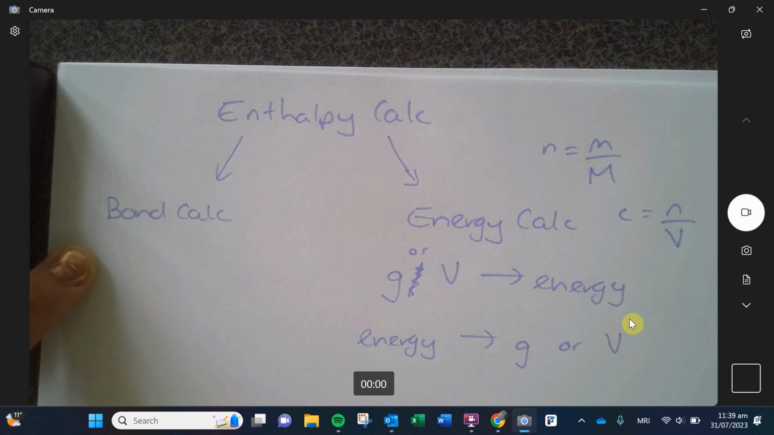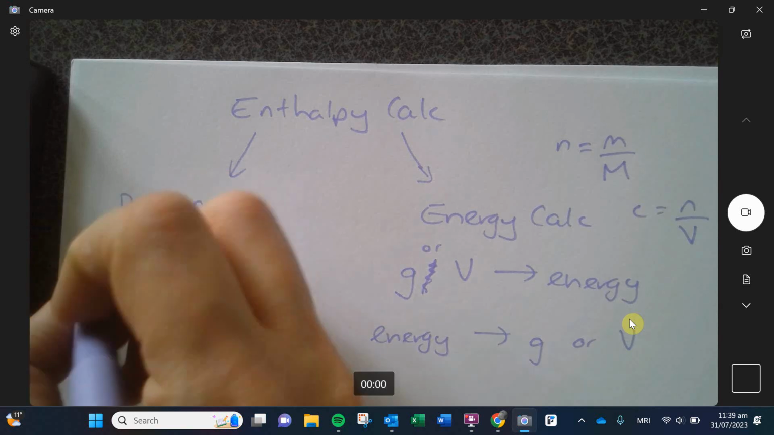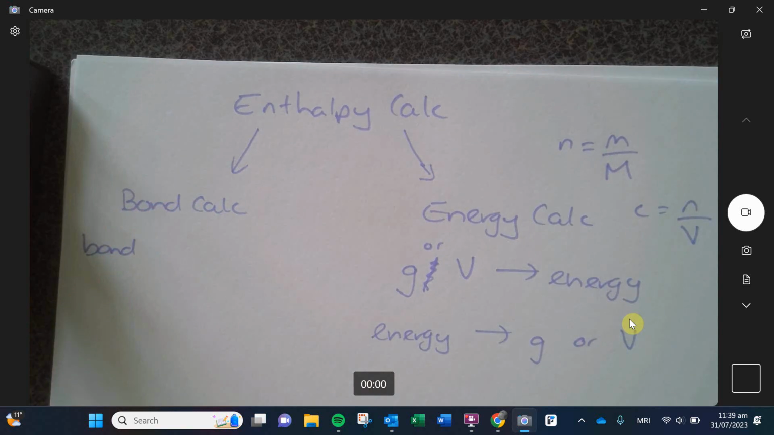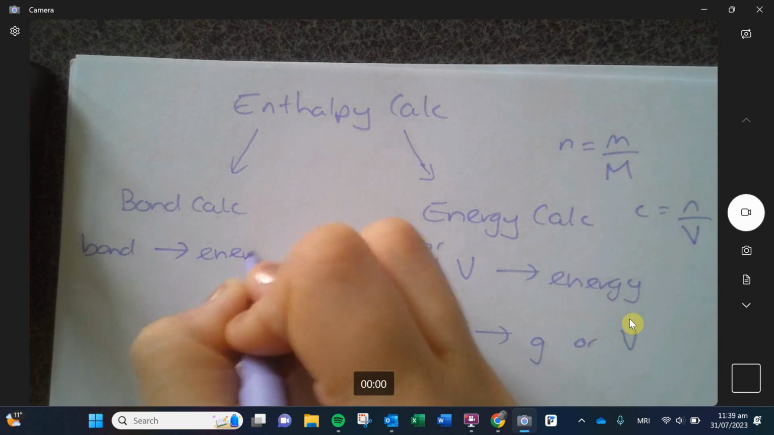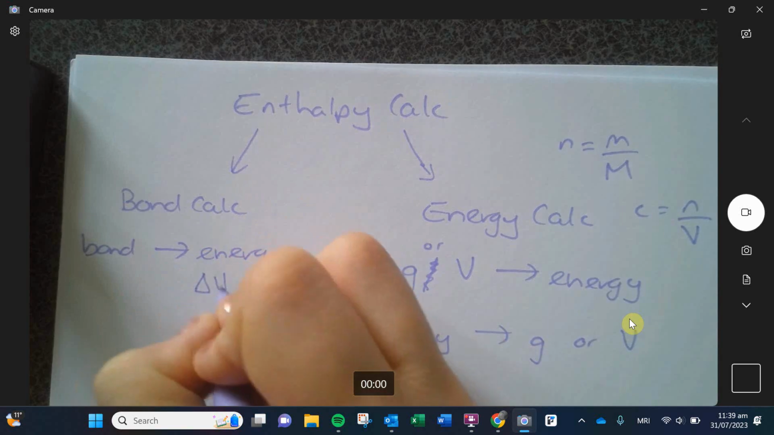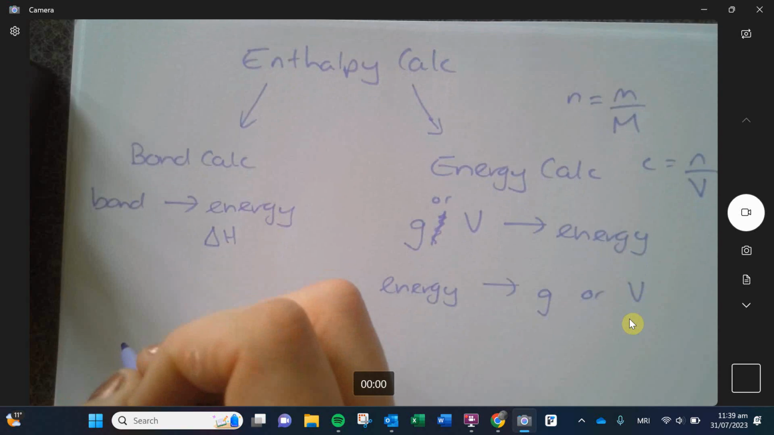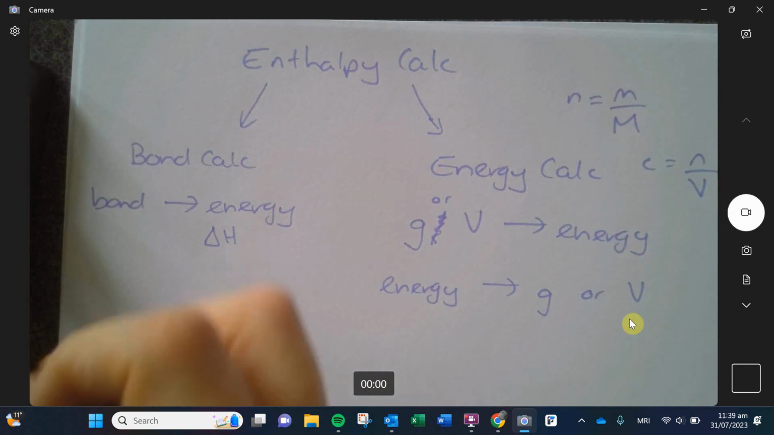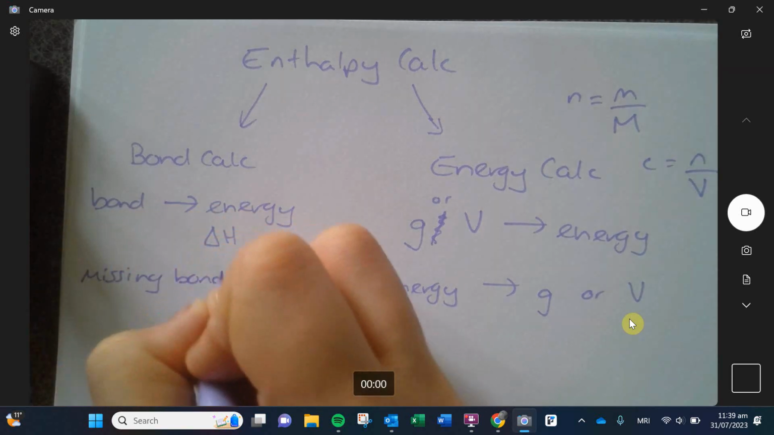The second type of calculation is the bond calculation. They'll give you the bond energies for all the different bonds in a molecule, and they're going to ask you what's the energy being released or absorbed. They'll basically ask you to find the delta H. The other version of this question is that they'll give you a missing bond, but they will give you the heat energy information, and basically they want you to figure out the missing bond value.